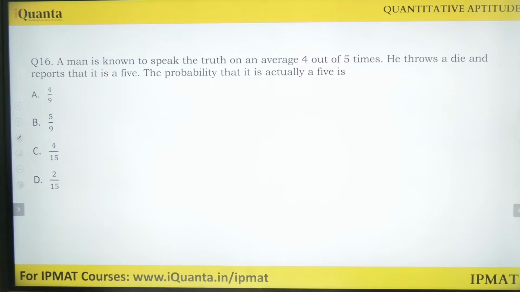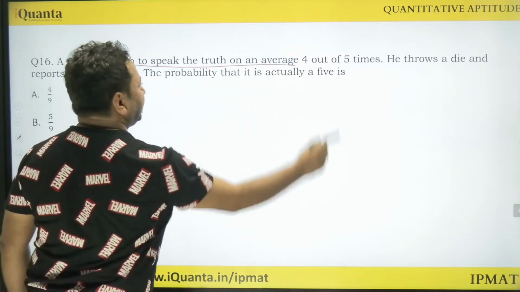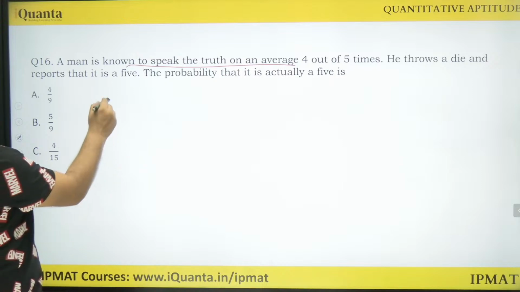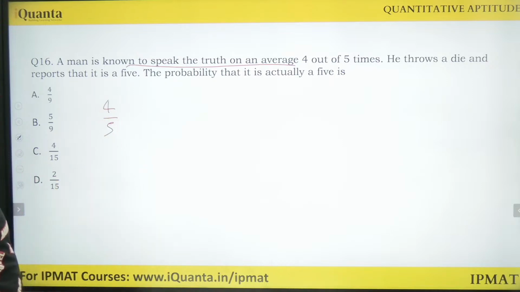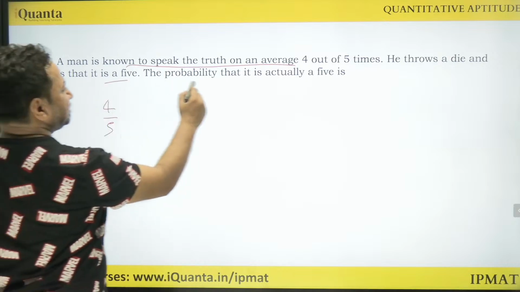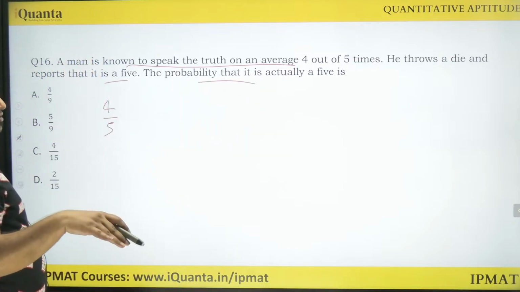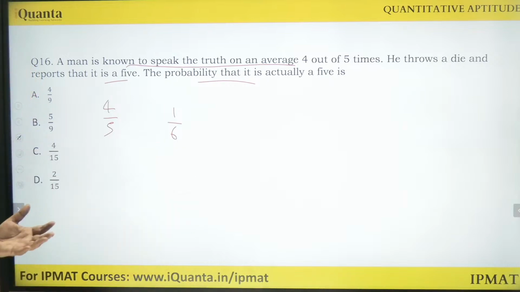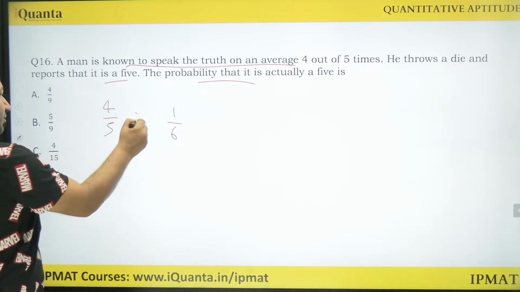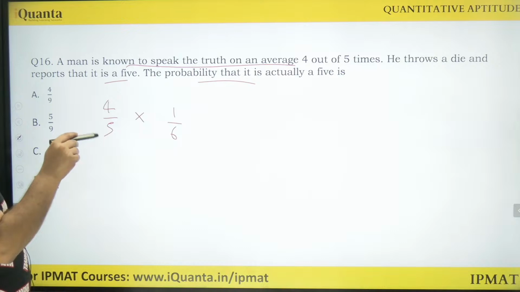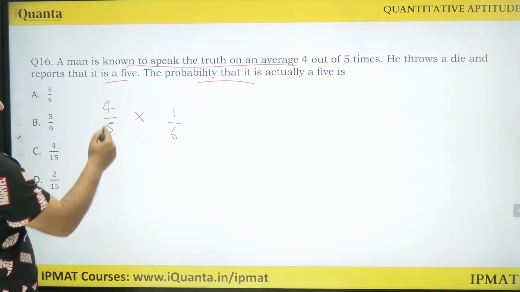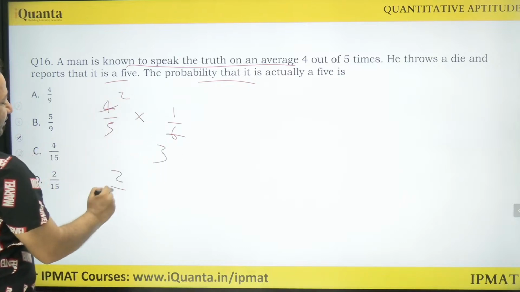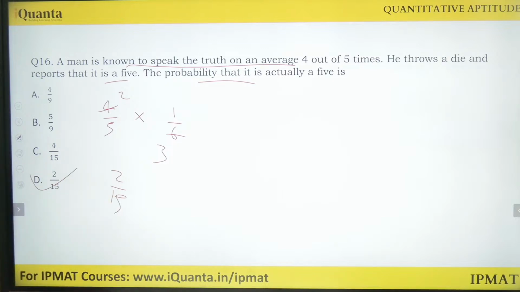Let's go to the next one. A man is known to speak truth on an average 4 out of 5 times. So his probability of speaking truth is 4 by 5. He throws a die, reports it is a 5. The probability that it is actually a 5 is only 1 by 6, because on a die we have 6 different possibilities, out of which 5 can come in 1 way. So let's say this is true and this is true, both are true. We'll multiply: 2 2s are 4, 2 3s are 6, 2 by 15 happens to be our correct answer. Clear? Nice question.